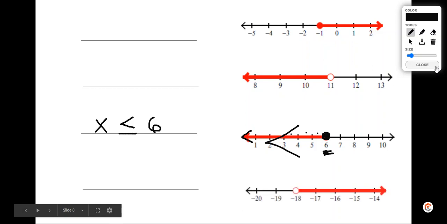How about this one? This one, you should have had X and -18 are related, and X is greater than -18, but not equal to, because it's an open dot, so nothing in the circle, nothing at the bottom. X is greater than -18.